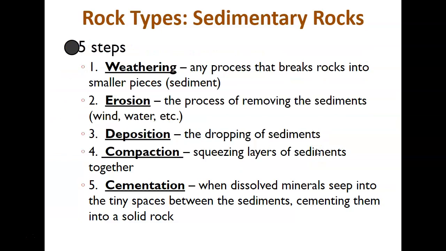Sedimentary rock forms in 5 steps. The first one is weathering. Weathering is any process that breaks down rocks into smaller pieces called sediment. Erosion is the process of removing the sediment. It is moved by wind, water, gravity, or anything else that can move the sediment.